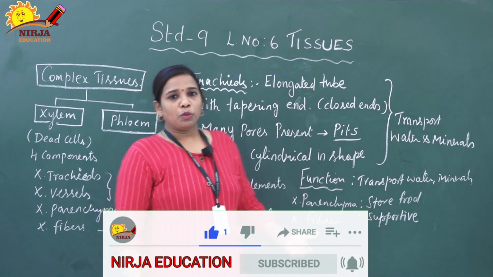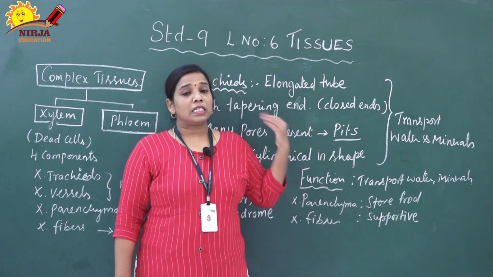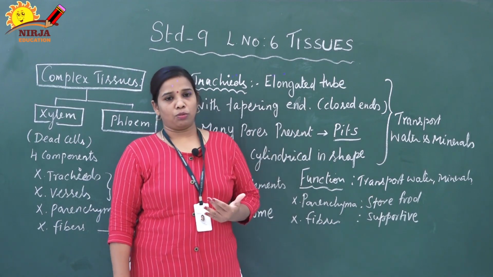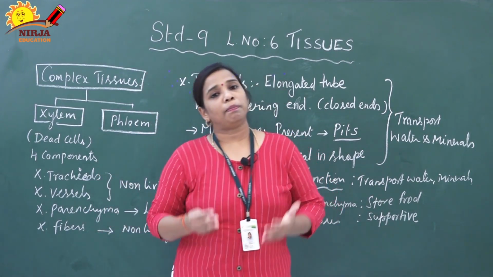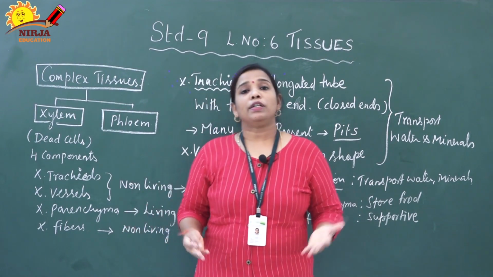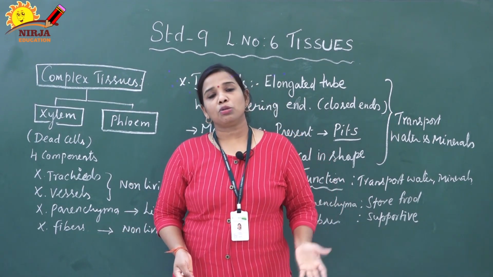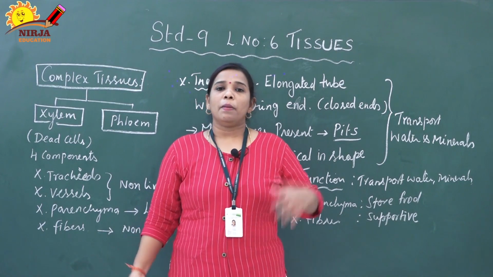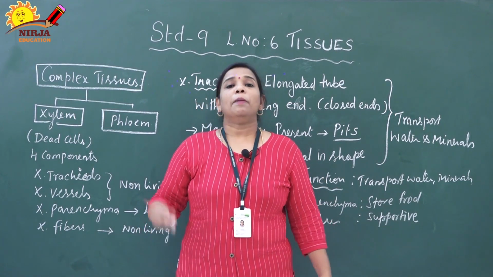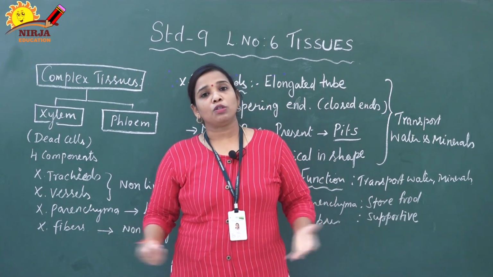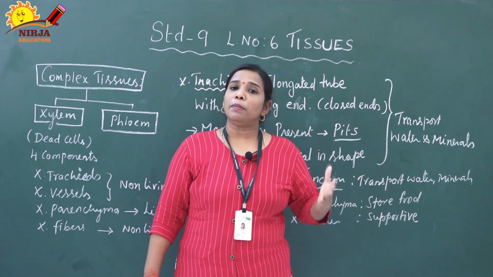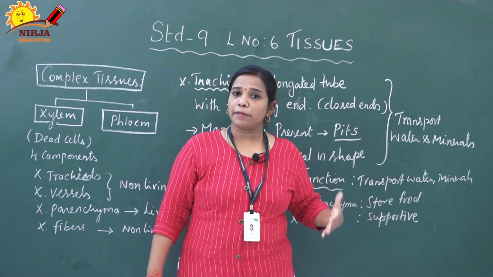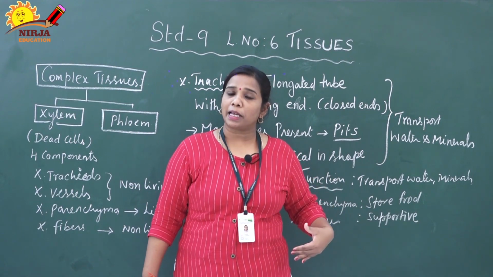In the previous video, we discussed about the plant tissue. This is the continuation of plant tissue. The plant tissue is nothing but the tissues which are present in the plants. The tissues are classified into two types, that is meristematic tissue and permanent tissue. Meristematic tissue we already discussed. Permanent tissue is further classified into two types, simple permanent and complex permanent tissue. Simple permanent we already discussed, there are three types: parenchyma, collenchyma, sclerenchyma.